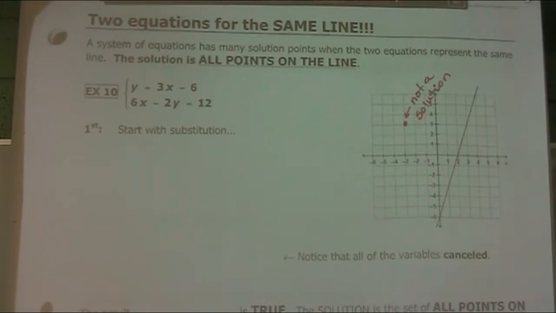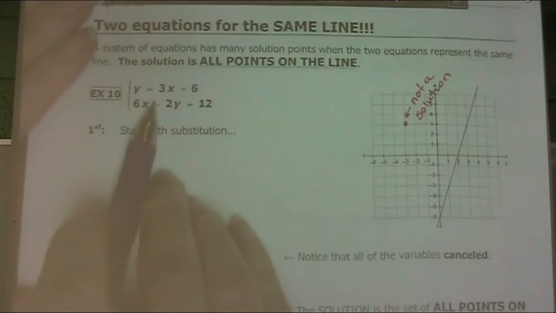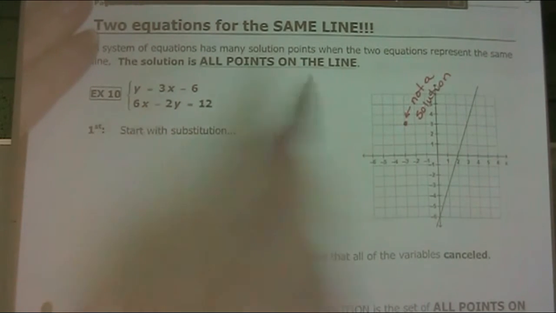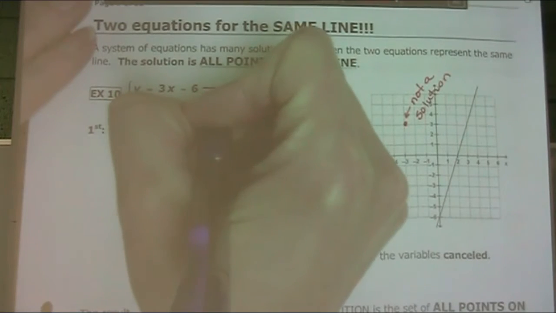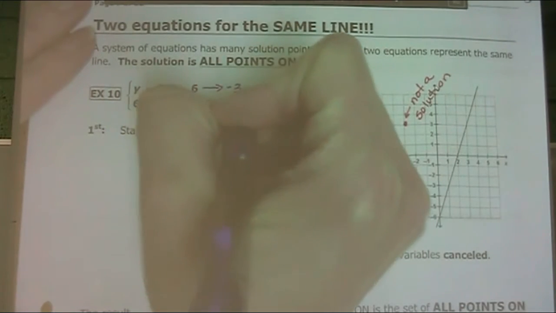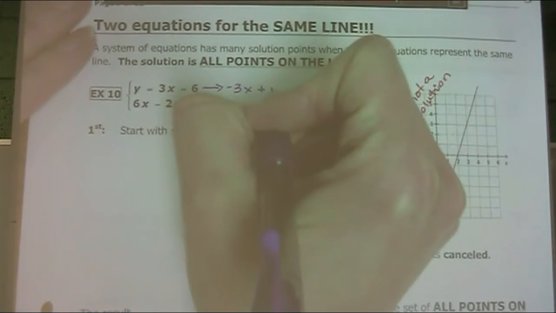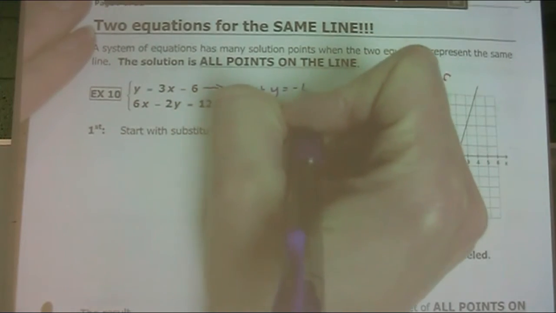So here's what I'm going to do. Since typically most of us end up using elimination as opposed to substitution because we're going to get so much more practice with it, let's go ahead and do this one with elimination. I need them both to be in the same form, so what I would do here is subtract 3x from both sides. And what I would get is negative 3x plus y equals negative 6.